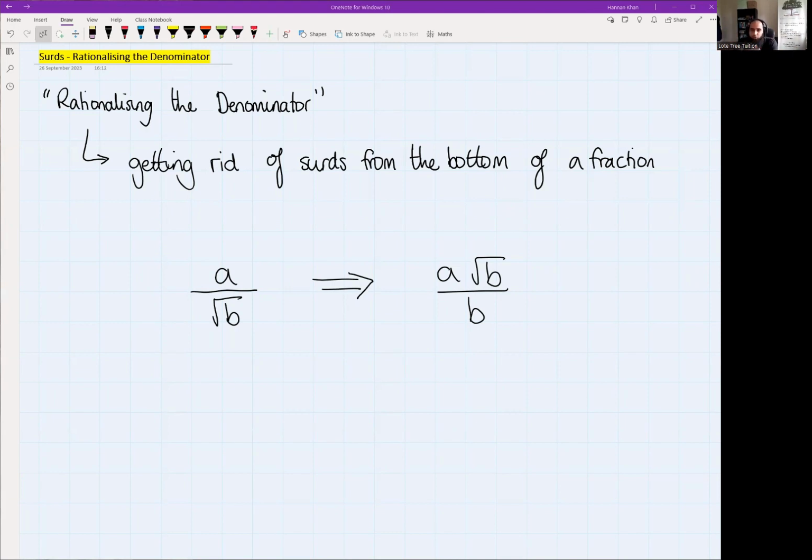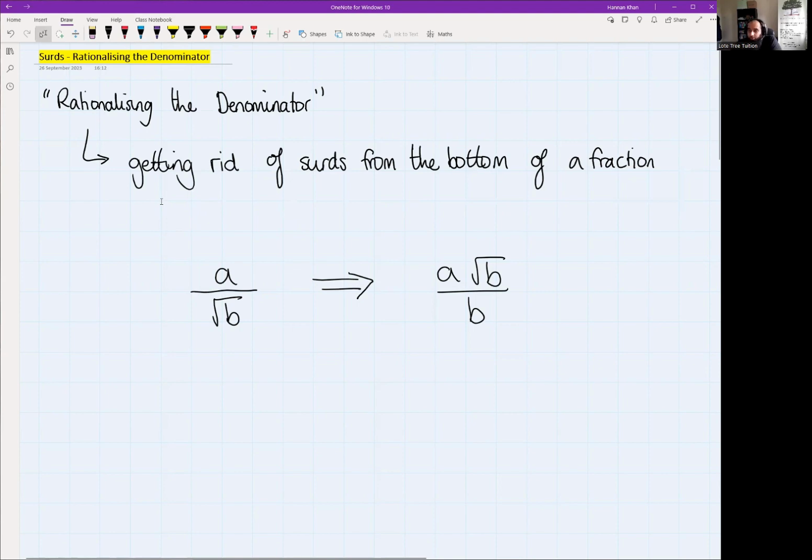So what does it mean to rationalize the denominator? In simple terms, it means getting rid of surds from the bottom of the fraction, okay? And usually that will mean that the surd ends up on the top. So in this case, we've got a over root b, and we want our denominator, which is the number on the bottom of the fraction, to not be a surd, because surds are not rationals, right? So that's what it means to rationalize the denominator.